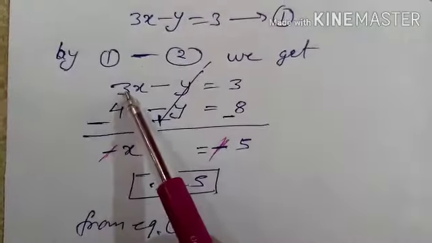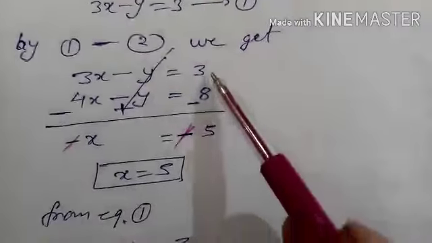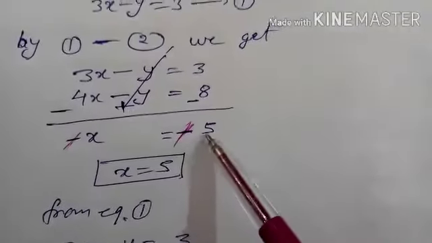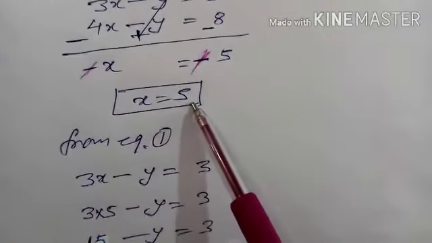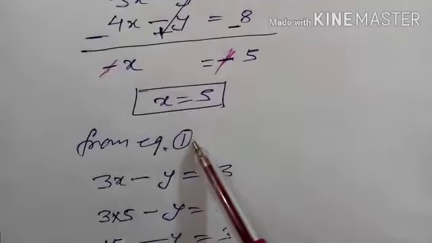Minus 4x and this is plus 3x, so only minus x remaining. 3 and minus 8, their difference is minus 5. Minus sign cancel out, so x is equal to only 5. Now put this value in equation number 1.